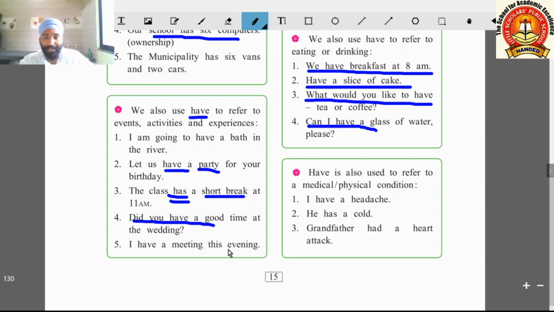I have a meeting this evening. I have a meeting this evening. This is also showing that you had some event, you experienced some event, you spent your time in some event, and that is what you are going to show here.